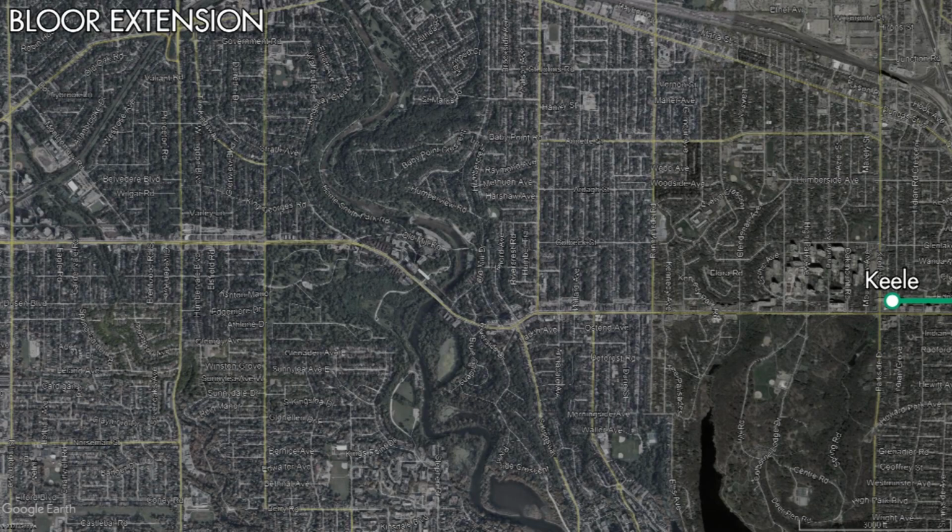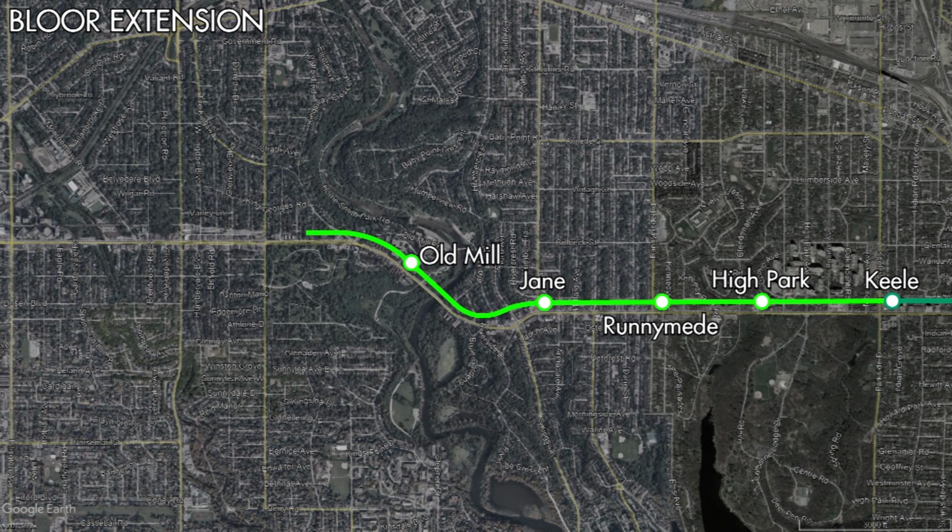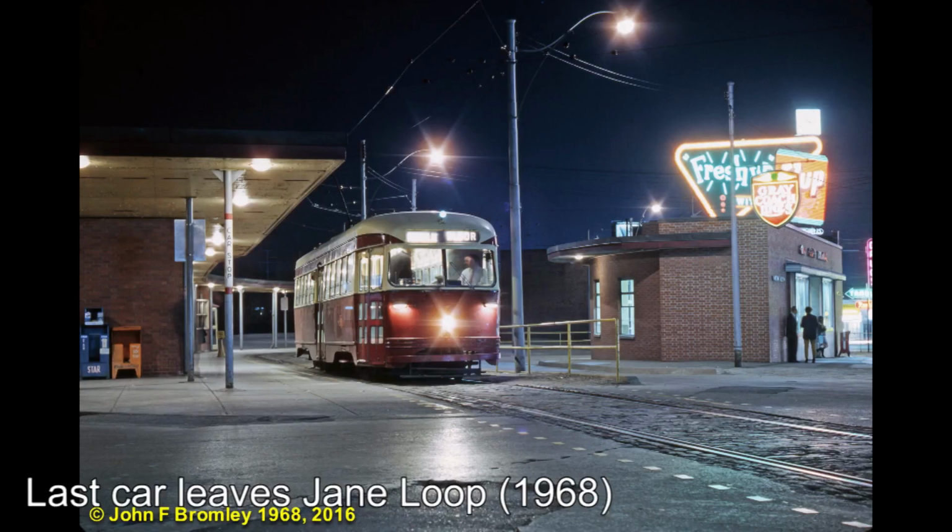The other extension would happen in the West End and would see the line extended 6 stops from Kiel to Montgomery and into the borough of Etobicoke. This extension would include new stations at High Park, Runnymede, Jane, Old Mill, and Prince Edward. With the opening of this extension, service on the Bloor shuttle, which operated between Kiel Station and Jane Loop, would be abolished. While work on the eastern extension to Warden was going on as planned, a decision was made on the western extension to shift 2 of its proposed stations west.